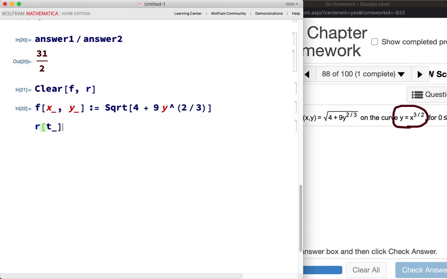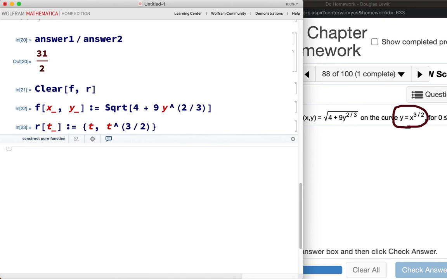r of t is simply equal to t, so the x part is t, and then y is equal to t to the power 3/2. And there you go. That's the parametric representation of that curve. So t is equal to x. Y is equal to x to the power 3/2. Therefore, y is equal to t to the power 3/2 because x is equal to t. So I think it makes a lot of sense. Hopefully it makes sense to you as well.